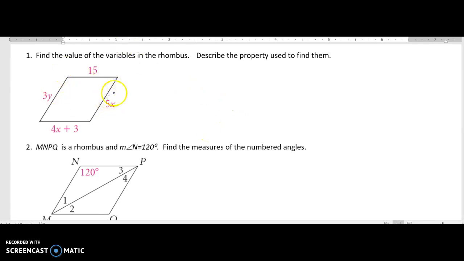So here, we know right away we have a rhombus. The first thing I like to do when they're giving me sides is mark all of these sides congruent. There are many different setups you can do here. What I see right away is if this side length is 15, all of these sides have a length of 15. So to find x, 5x is equal to 15. When I divide by 5, x is equal to 3. To find y, I know 3y is equal to 15, so y is equal to 5. That's using the property that all four sides are congruent.